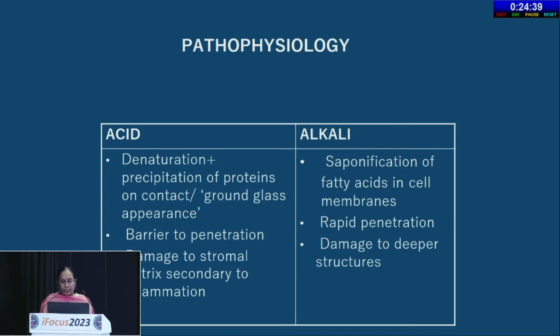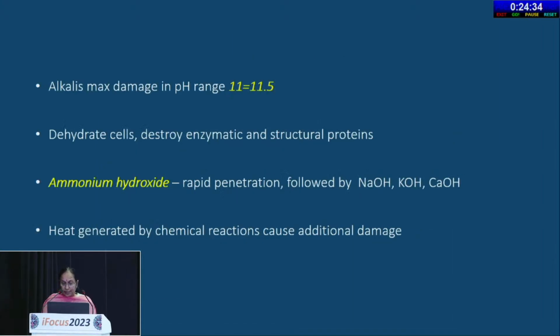Alkali causes saponification of fatty acids in cell membranes, causes rapid penetration, and damages deeper structures. So they dehydrate the cells, and destroy the enzymatic and structural proteins. Ammonium hydroxide causes rapid penetration, followed by sodium, potassium, and calcium. And there is also a thermal reaction. In cracker injuries, like magnesium hydroxide, you have thermal and chemical injuries.